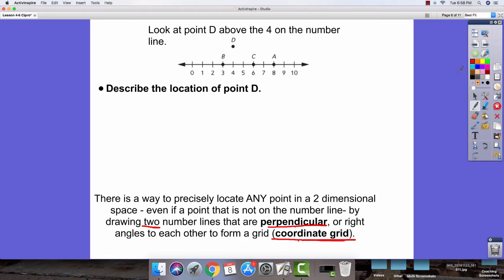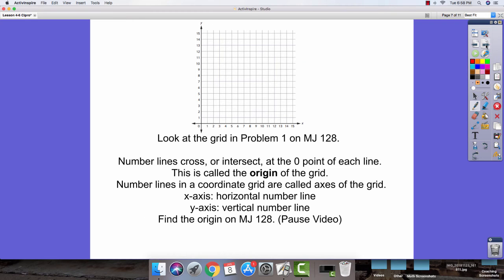All right, turn to page 3 in our guided notes, and when you do that, I want you to turn to page 128 in your math journal. So pause video and do that. All right, now that you're where you need to be, this is what I was talking about before. Here is an example of a coordinate grid.